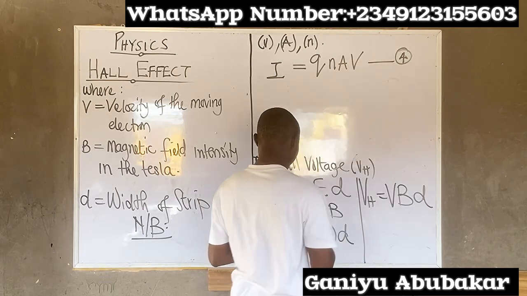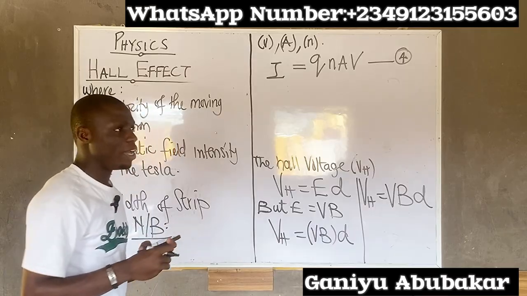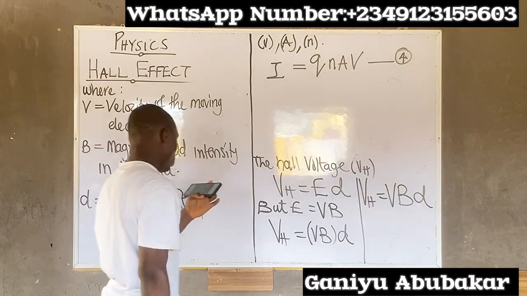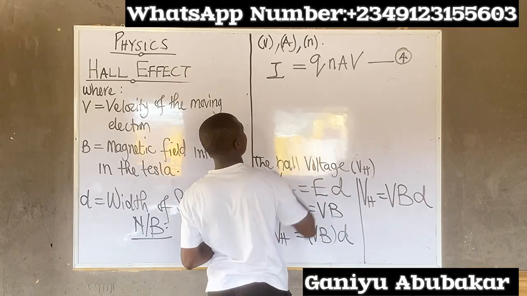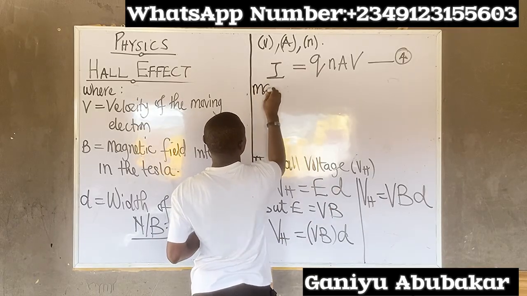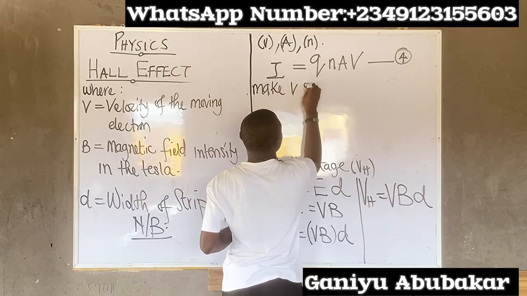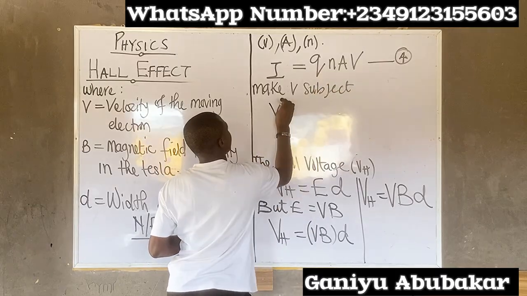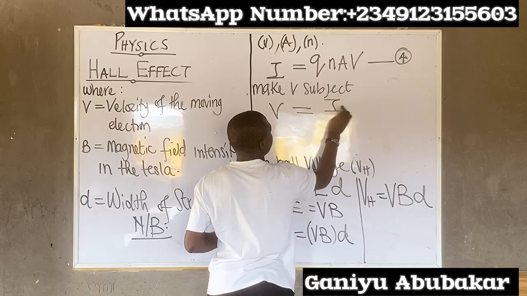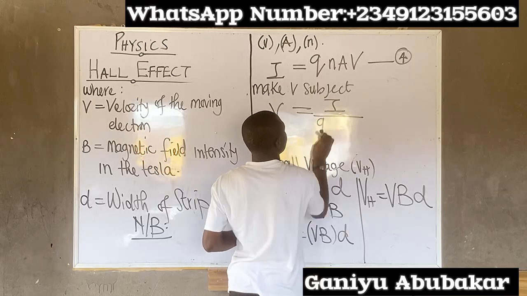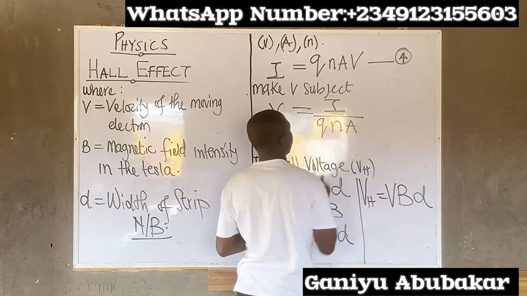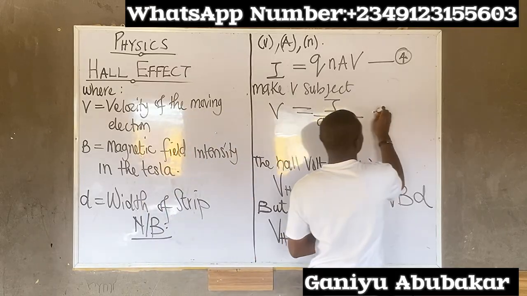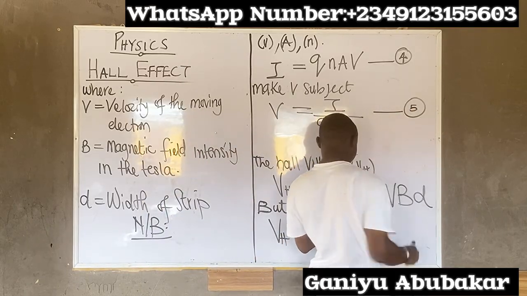All right, I'm trying to bring in the concept of current, that's I. So the first one, equation 4, what do we know? I'll make V subject here. Making this, I'll have that V is equal to I all over QNA. All right, I have this. Call this equation 5.